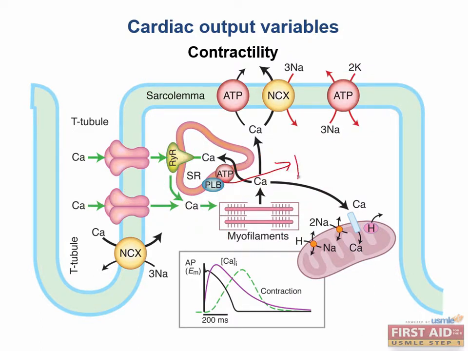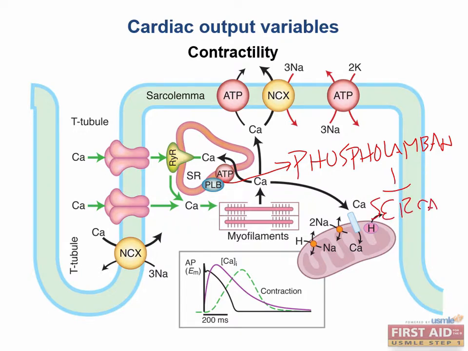We can write this out real quick. Phospholamban. Phospholamban's job is to inhibit SERCA from working properly. Phospholamban inhibits SERCA from pumping calcium into the sarcoplasmic reticulum. This is crucial in understanding how sympathetic stimulation can increase contractility in myocytes.